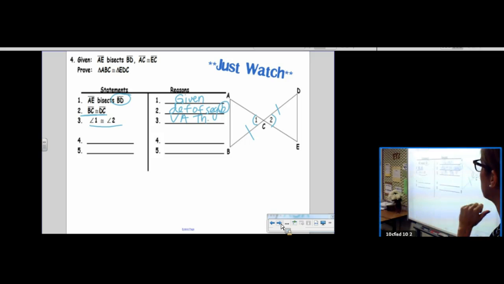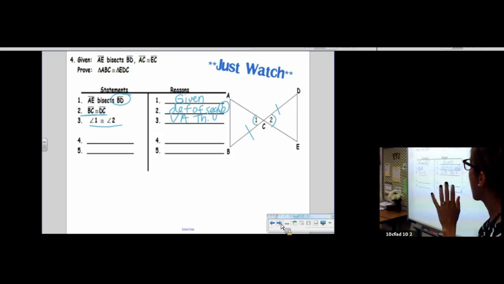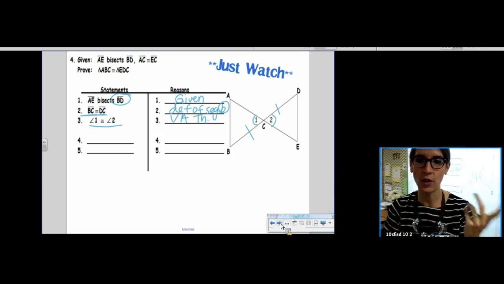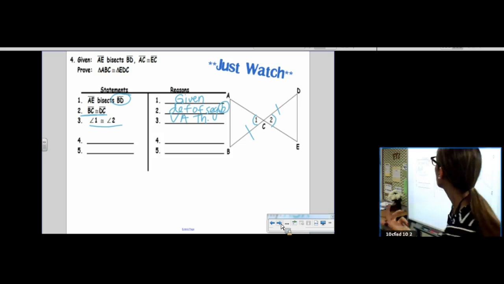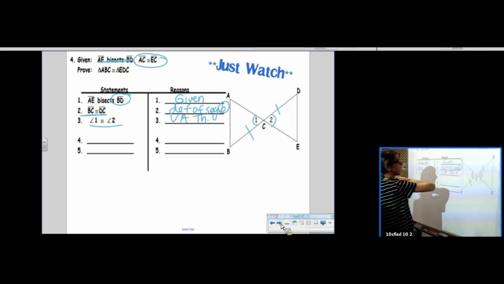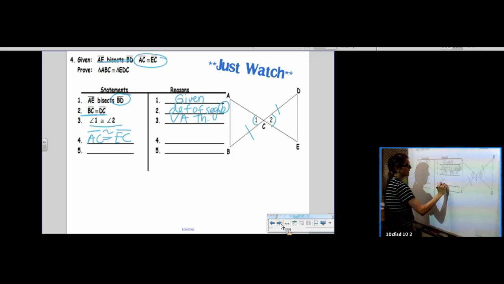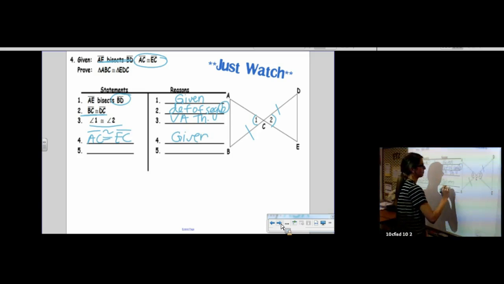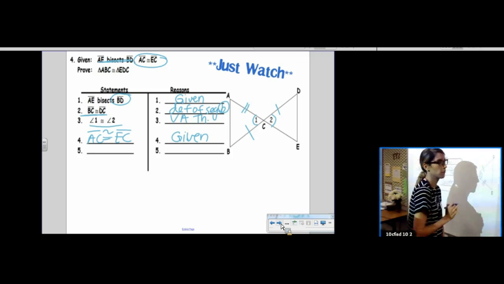I don't know why there's this big space to number 4, but I'll take it. Okay, number 4, always check and see if you've used all your givens. I used this given, but I haven't used this given yet. So I'm going to use it. AC is congruent to EC. What's the reason? Given. I'm going to go mark my picture.